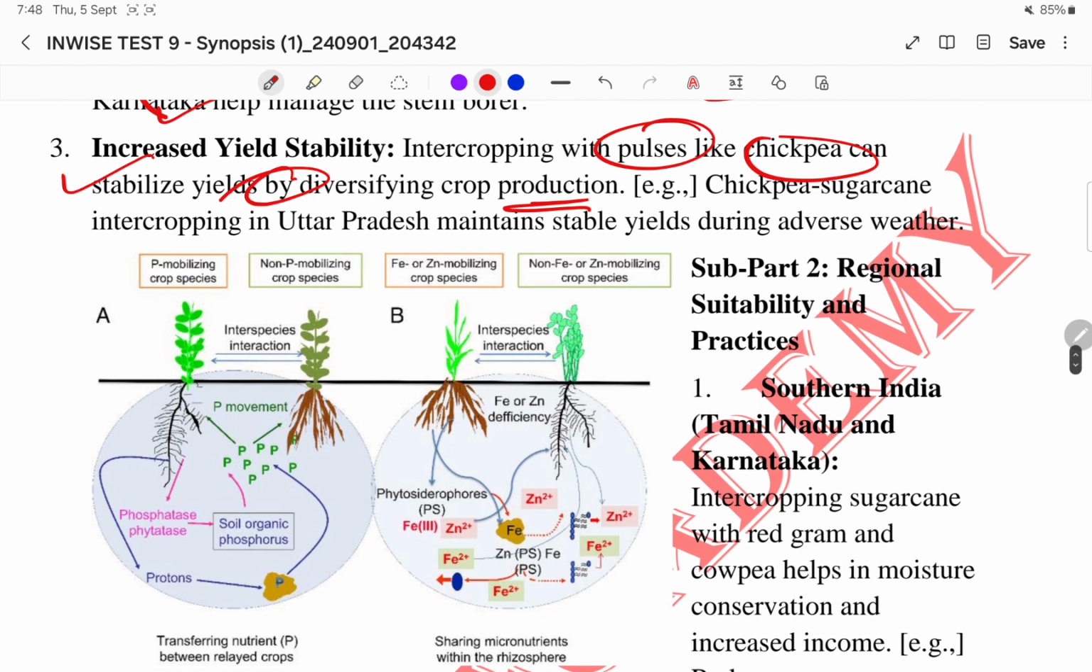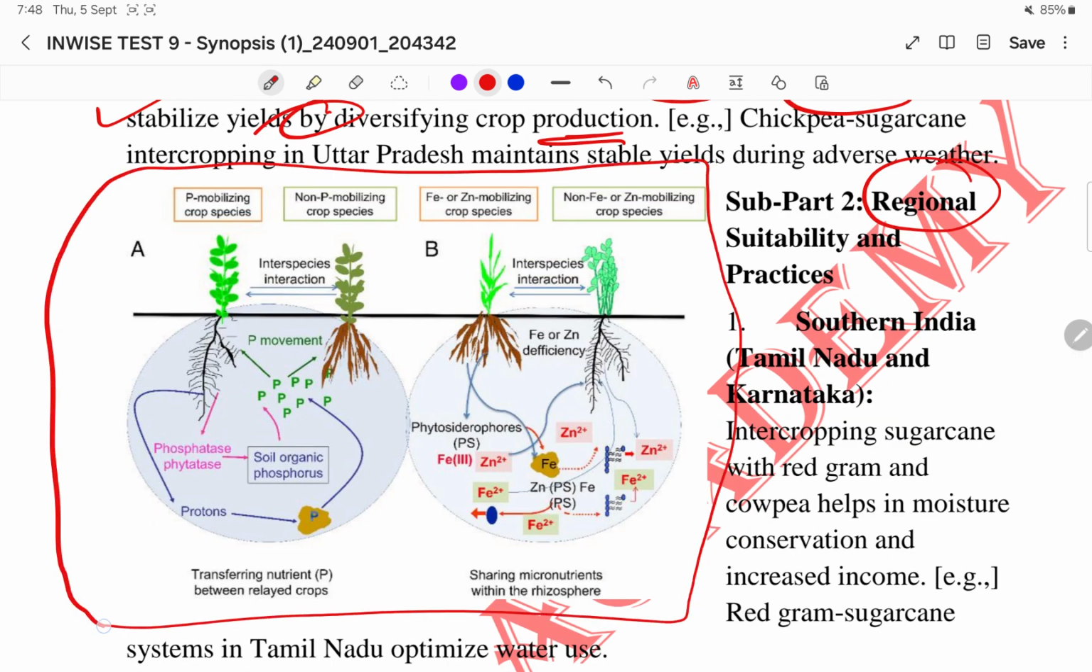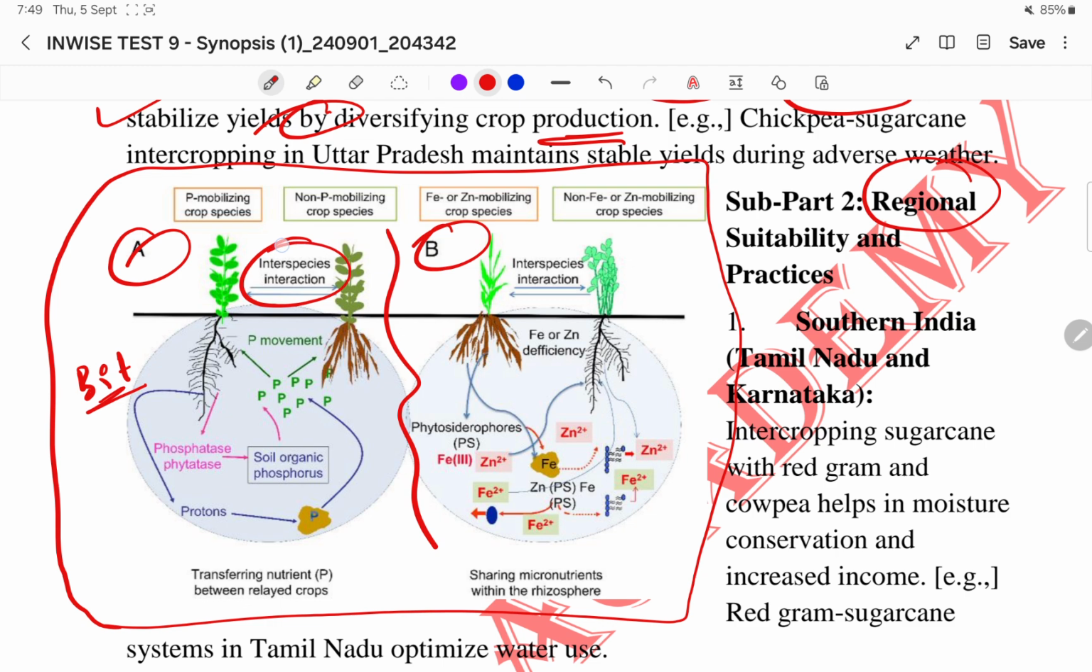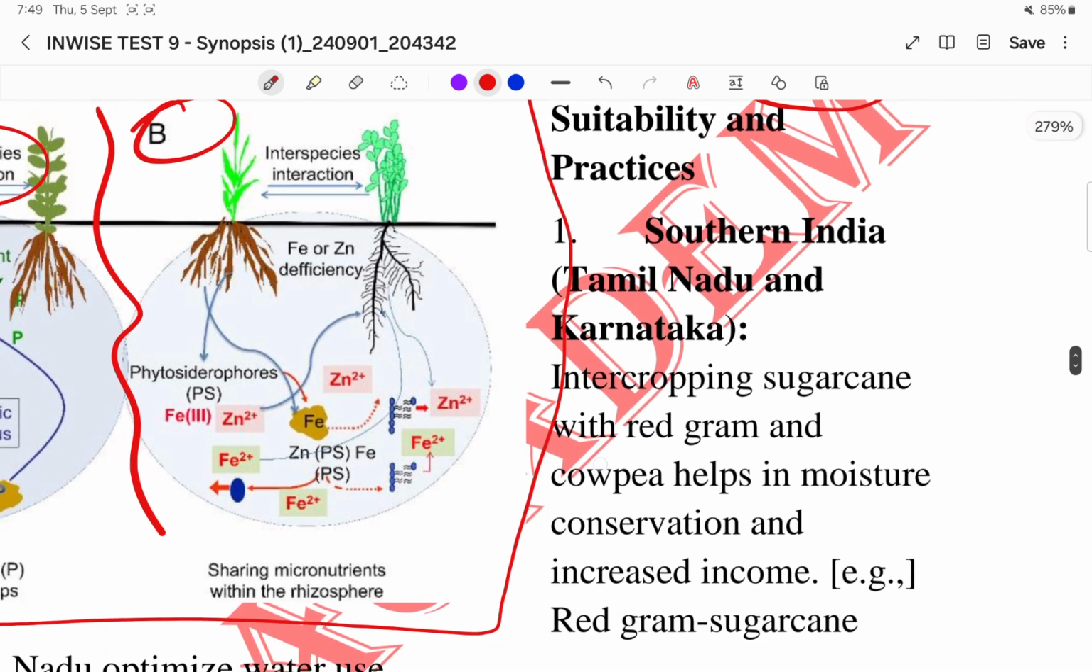Fine. Okay. Then come to regional suitability, right? So before that, look at the diagram here. So this is with respect to intercropping. Okay. So how the crop A, crop B, how the intercropping happens in between them. So it is a very complex process. So diagrams are a bit complex here. Don't worry about that. You just see how the compatibility between the plants, interspecific interactions happens. You just go through it once. That's all. Okay. So no need to write this diagram in your answer. I'm clarifying that also.